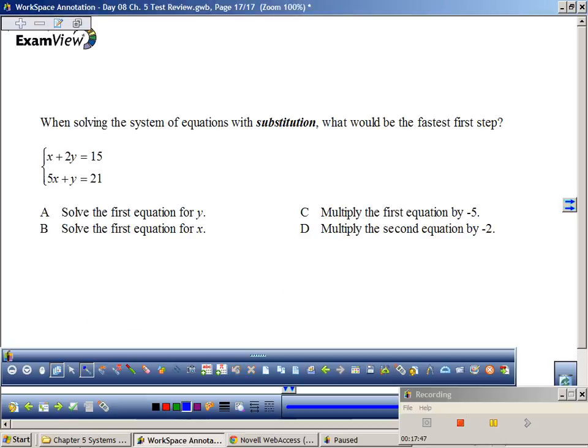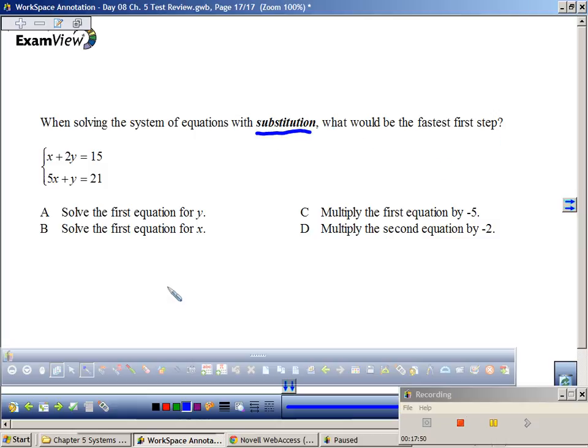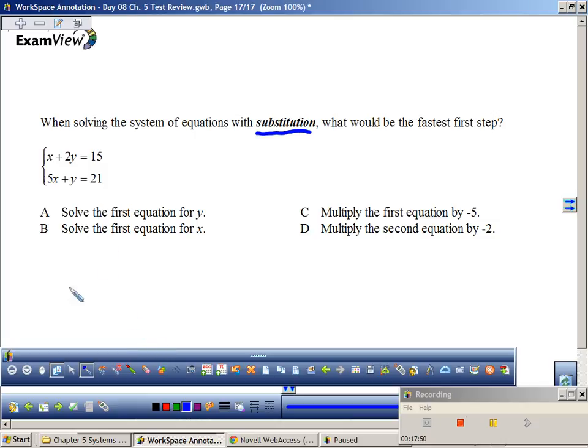Next one. When solving a system of equations with substitution, specifically, what would be the fastest first step? This one you have to be careful on. Remember, the test is going to look just like this, but you're going to have distractors, and please don't pick whatever we picked here, because am I going to have the exact same problem? No. Vanessa, looking up. Solve the first equation for y. What do I do when I solve the first equation for y? What's my first step when I do that? I would get y by itself.